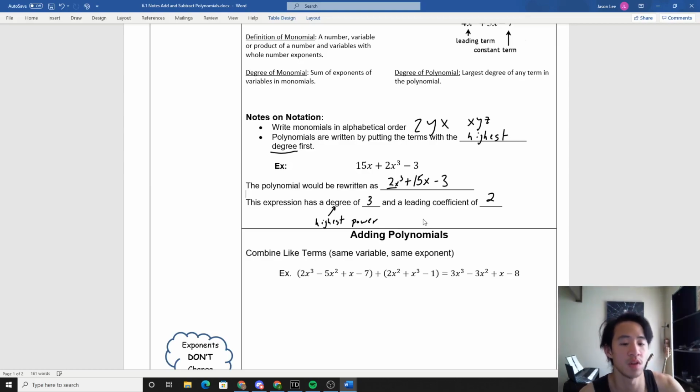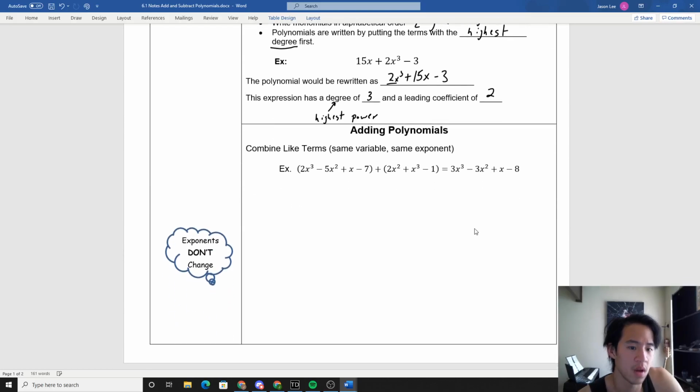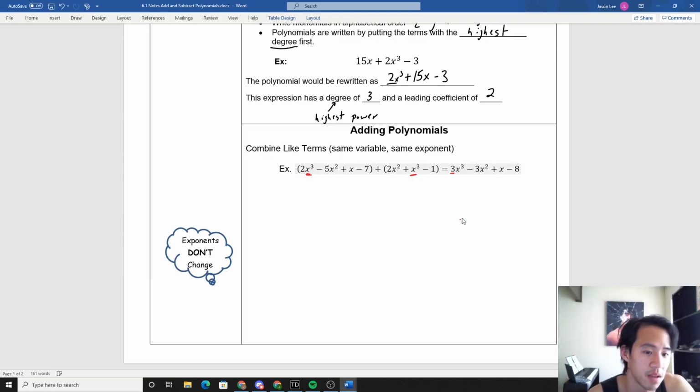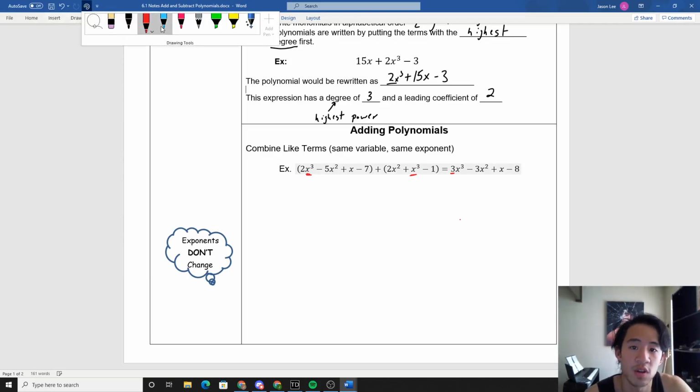Okay, so for adding polynomials, just like it says here, this one's already worked out for us. You just have to combine the like terms. So you have to make sure that the variable is the same and that also the exponent is the same. So right here we have an x cubed. And we're going to look at our other polynomial, and it looks like we also have 1x cubed here. So then we're going to combine them. We have 2x cubed and then 1x cubed, so that's why it's going to have 3x cubed in the final answer. And then you're just going to do that for the rest of them.